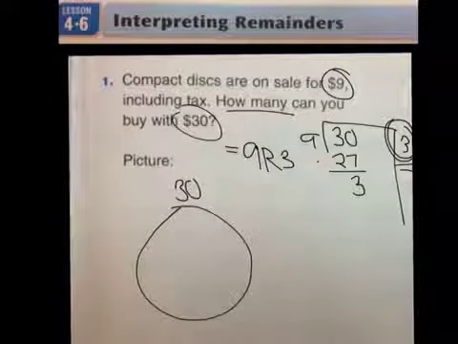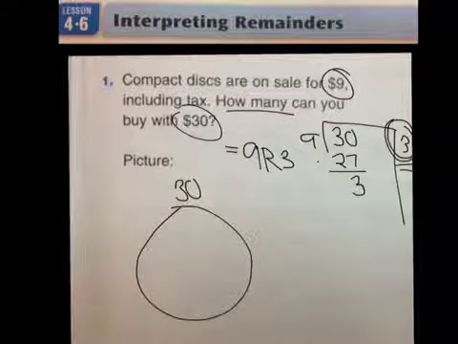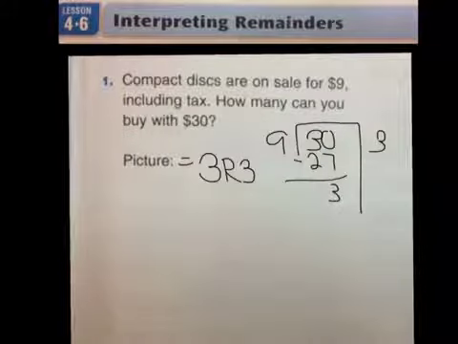I have 3 9s, not 9 9s. Let me fix that. There we go. Sorry about that. So I have 3 9s in 30, and then that gives me 27, and I have a remainder of 3. So 3, remainder 3.